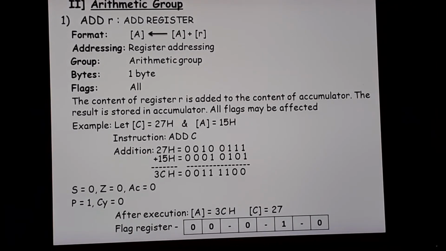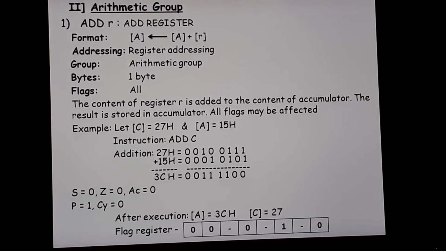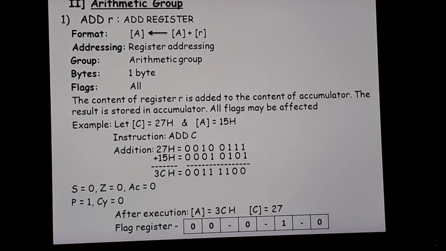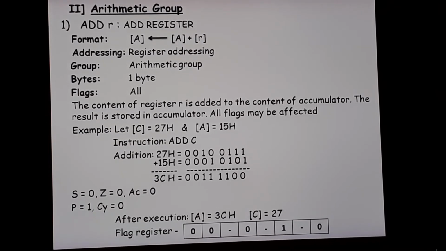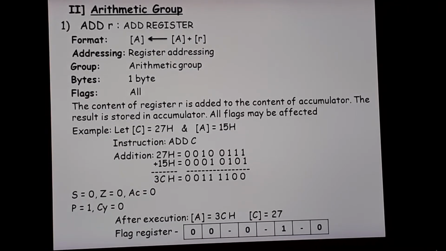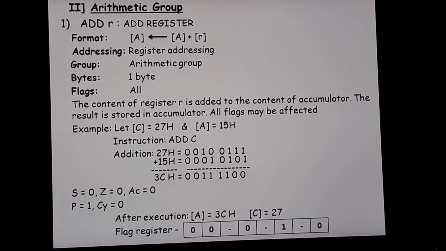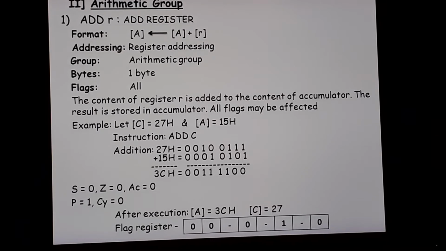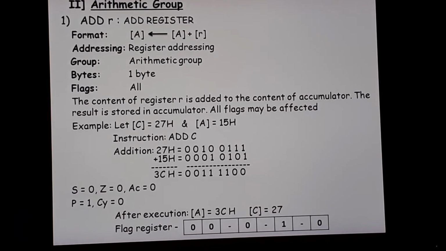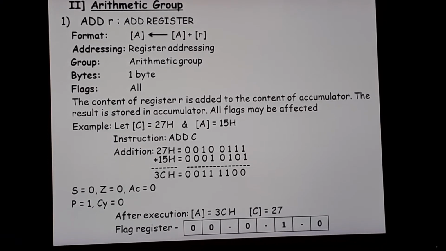Okay, you need to show the flag registers also compulsorily in arithmetic group. So now after execution, what happens? Accumulator became 3Ch and the register C is unchanged, that is 27h. Okay, so you understood the example. Previously the accumulator, before executing this instruction, accumulator was 15h. After executing ADDC, the accumulator contained is 3Ch.